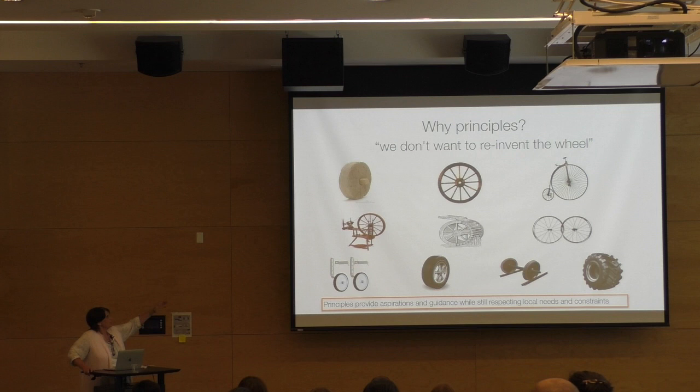We have new materials, we have new technologies, we have new tooling, we have all kinds of things that allow us to recreate things in more productive ways. But we haven't changed the principles of the wheel, right? That it's round, it needs to fit into something else, it is propelled by force. And so all of our wheels have to conform to certain basic principles of what a wheel is. So we really think that principles provide aspirations and guidance while still respecting local needs and constraints that you see across the diversity of biomedicine. So as you'll see, there's a lot of leeway that is devolved to individual communities of biomedical scientists to interpret this in a way that makes sense for them.